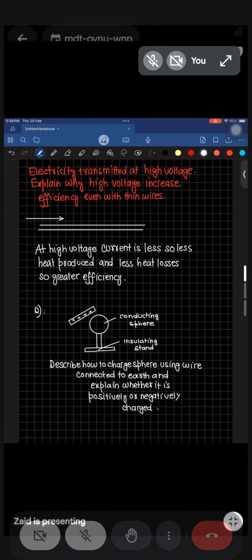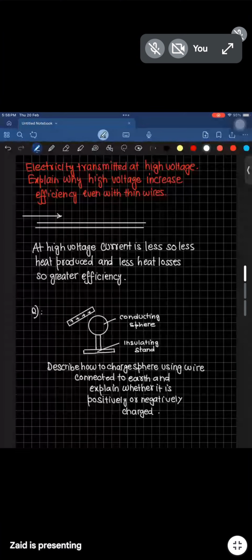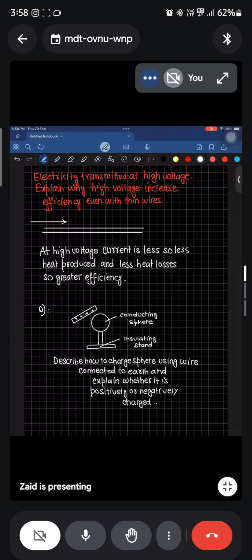The positive rod induces negative ions, and with an earth wire on the other side, we can extract all the positive ions, leaving only negative. So there's no.